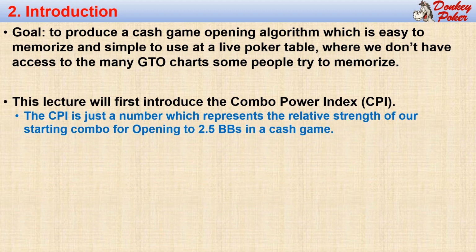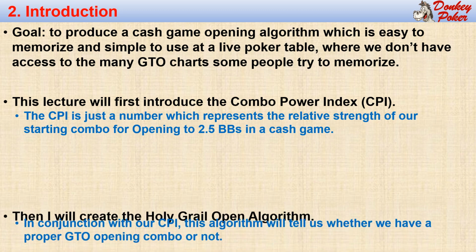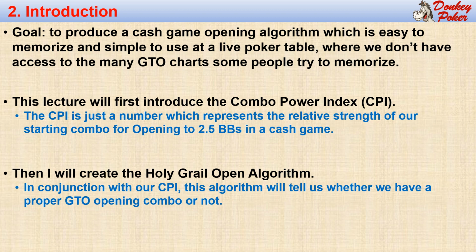This lecture will first introduce the Combo Power Index, CPI for short, which is the foundation of the Holy Grail system. The CPI is just a number which represents the relative strength of our starting combo for an opening in a cash game to 2.5 big blinds. Then I will introduce the first of the Holy Grail algorithms, the one that tells us whether our starting hand is a proper GTO opening combo or not.